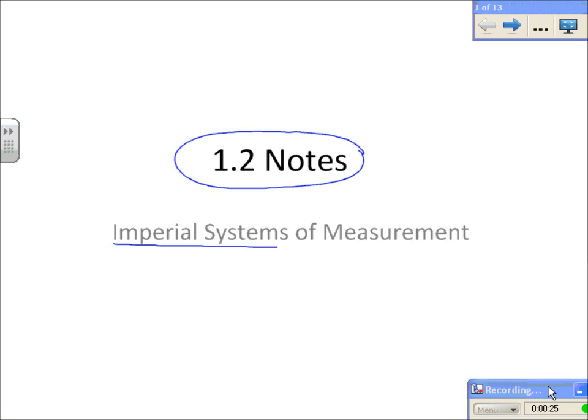So I'm going to ask you to open up your data booklet, your yellow data pages, and we're going to be using that chart on the first page. I'm going to be referring to it. So let's get going.